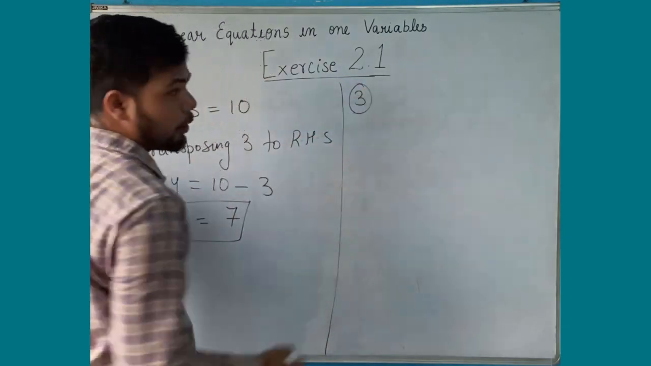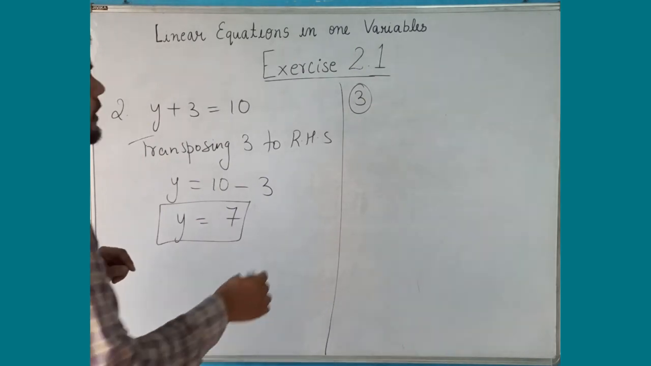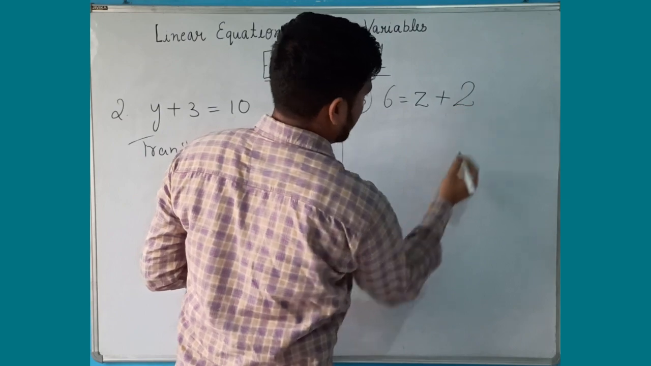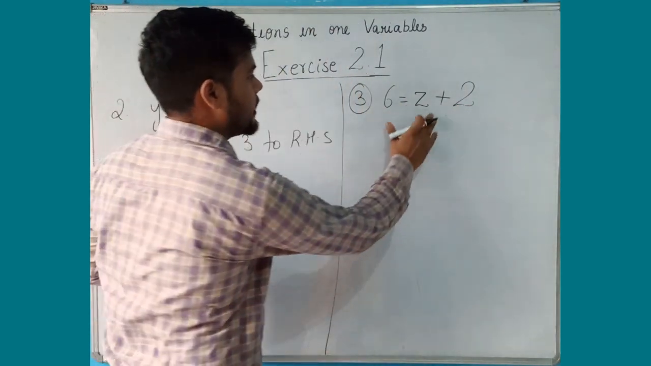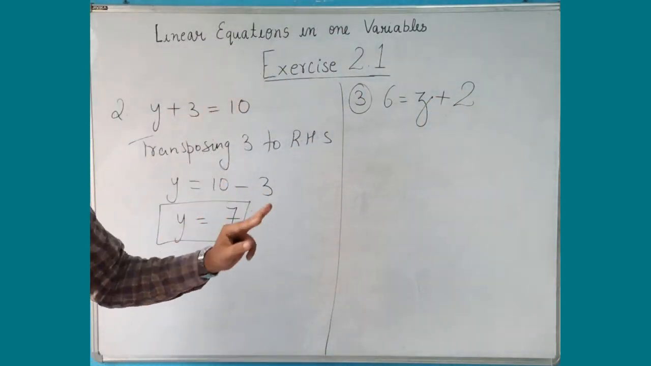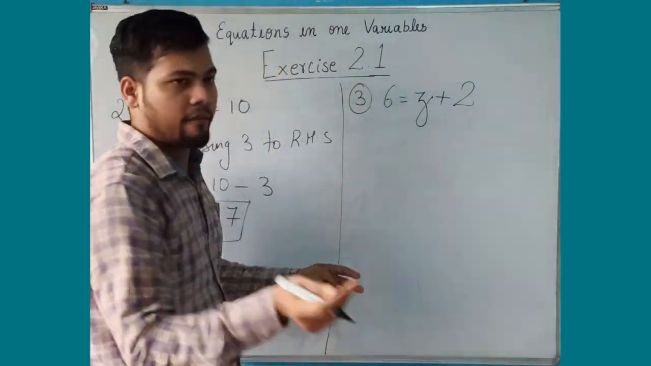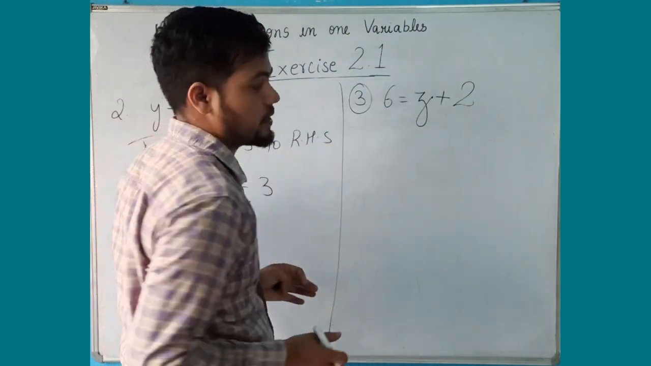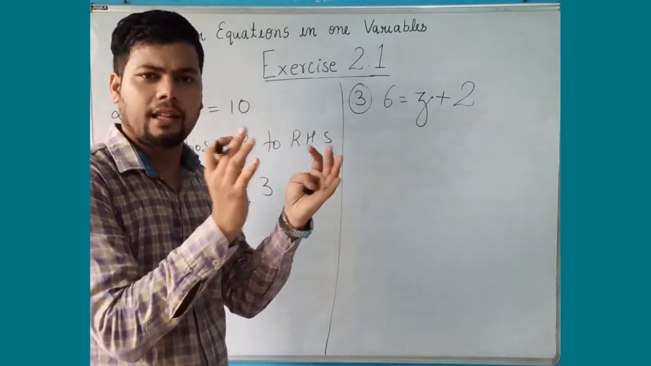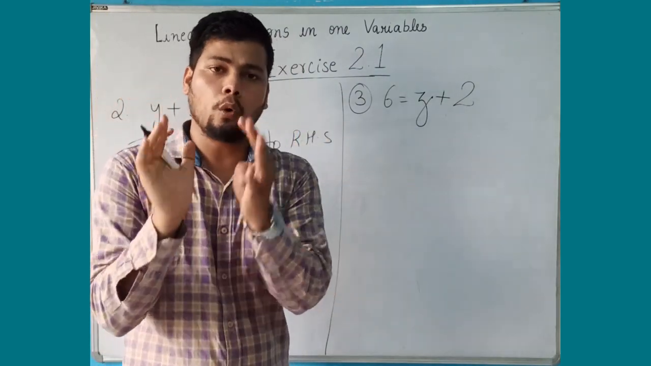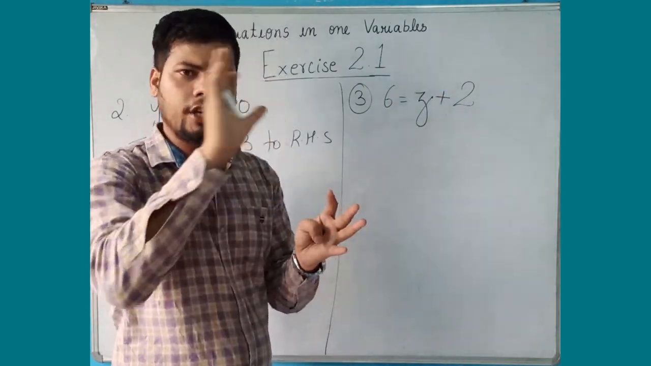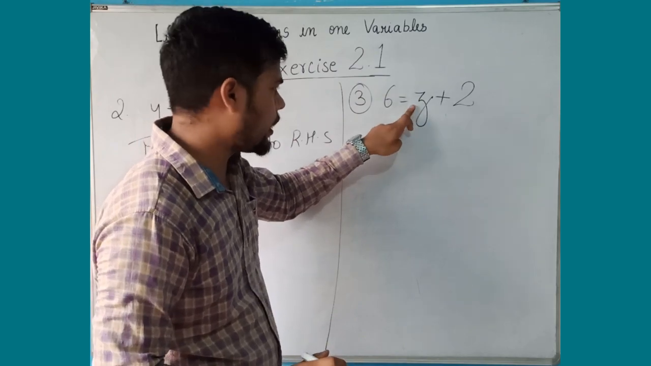Now let's go to the third problem. The third problem is 6 is equal to z plus 2. I'll write this z in small letters so there is no confusion between 2 and z. Now, my variable is on the RHS, so you don't have to worry, you just do the normal things. You have to bring the variable onto a side alone, any side you choose. The variable is already on the RHS, so I will not change its side.